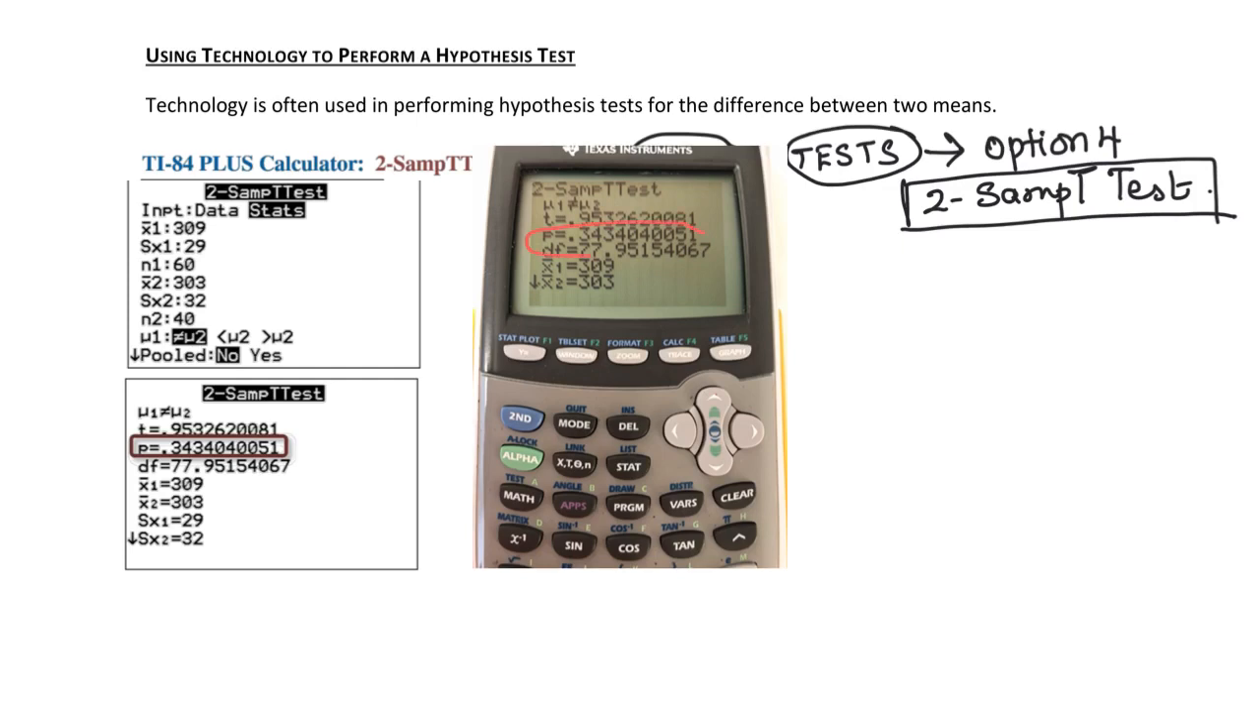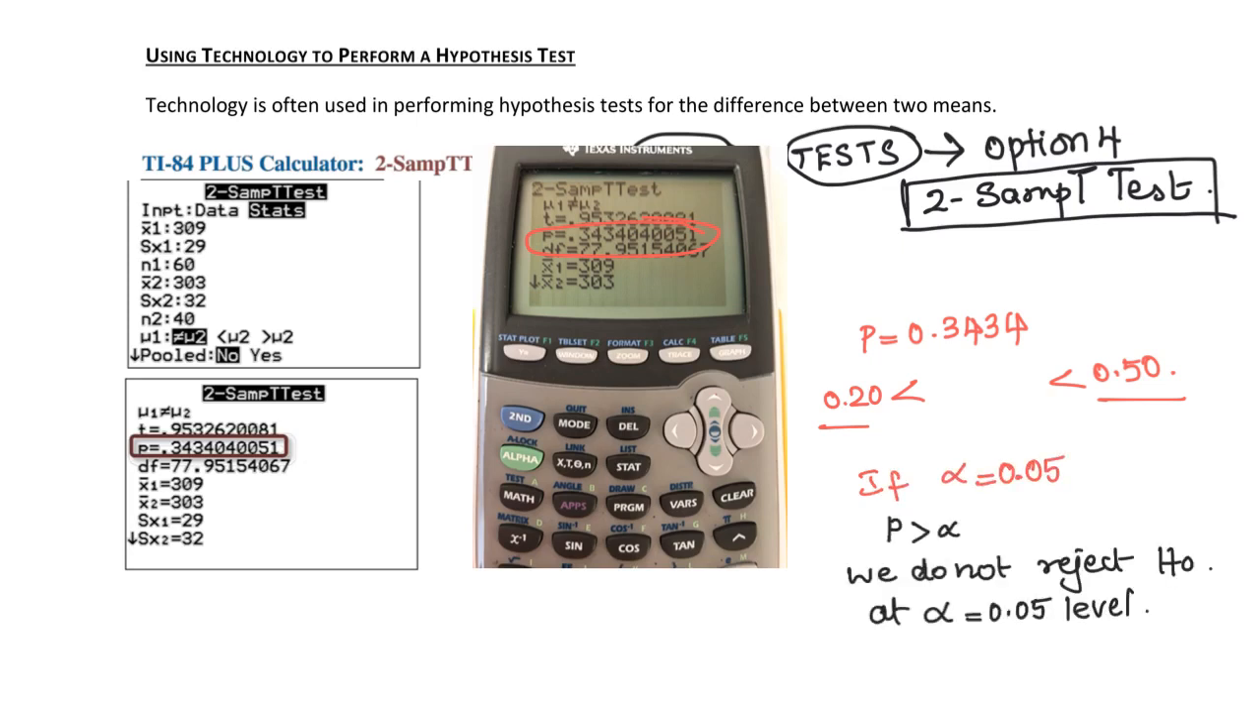So the p-value, this number, is between 0.20 and 0.50. We found that using the table. If the significance level alpha equal 0.05, p is greater than alpha, so we do not reject the null hypothesis at alpha equal 0.05 level.